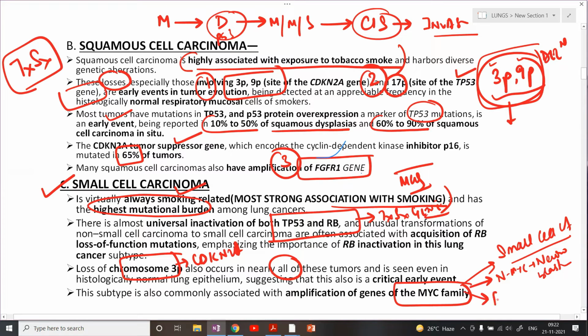CMYC associated with Burkitt's lymphoma. Yes or no? And also it is associated with bladder cancer. Remember these points. These are important MCQ questions as well.